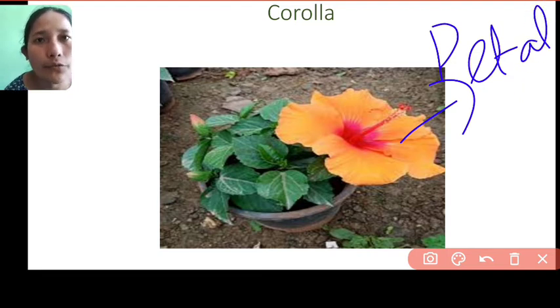The colored part of a flower is referred to as the corolla. Individually, if you take a single portion from it, it is referred to as a petal. Now what is the function of this corolla? The function of the corolla is to attract the pollinating agents.